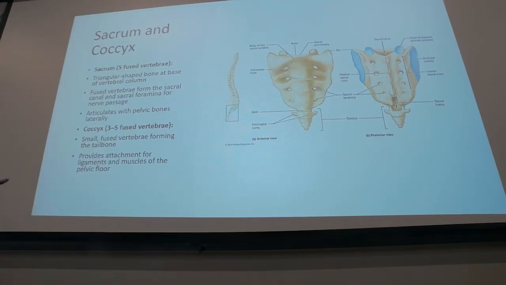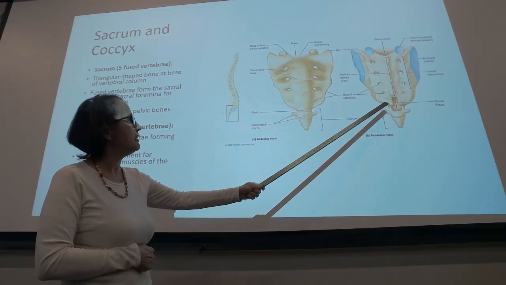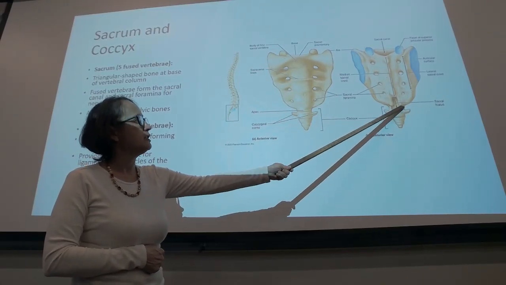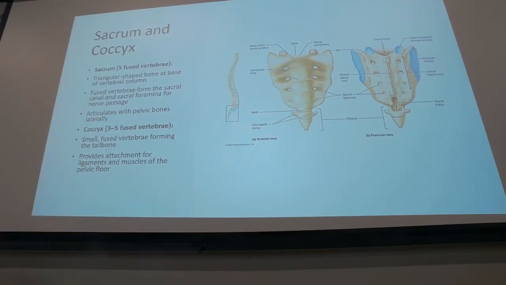And now, for the coccyx, it has some cornu or horns. This will be the coccygeal cornu, and they articulate with the apex of the sacrum. Typically, this bone is immovable, but it can be movable in females during delivery. And then, in general, this bone provides a point of attachment for ligaments and muscles of the pelvic floor.